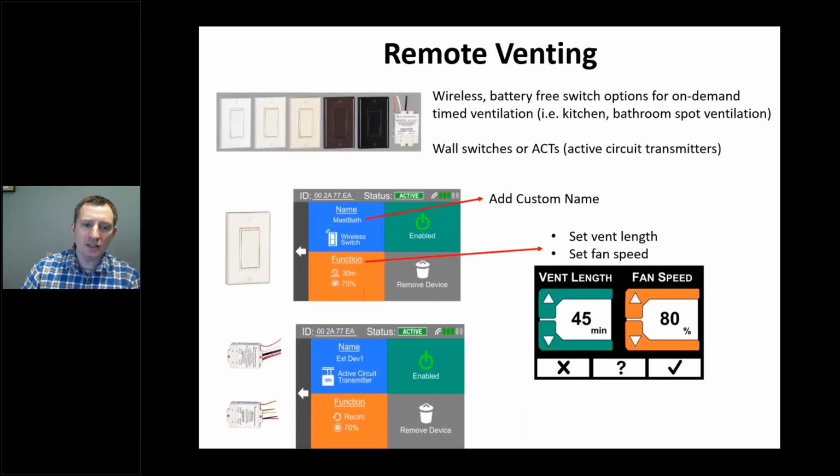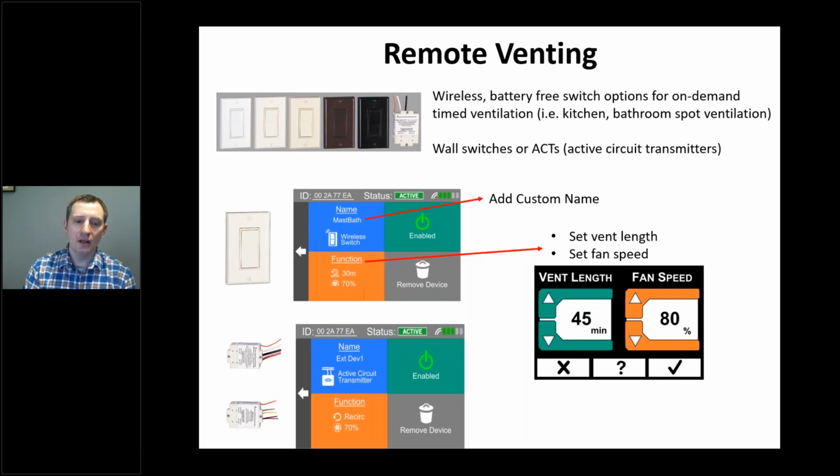As far as remote venting specifically, using the wireless switch or the active circuit transmitter, when you configure this to the CERV, it can tell each of these individually, so you can set the settings differently for each one. So if you had a number of switches around the house, you can name each of them individually. They can each have a different ventilation time length associated with them, as well as a different fan speed. And you can see here, this is just how you set those different things.